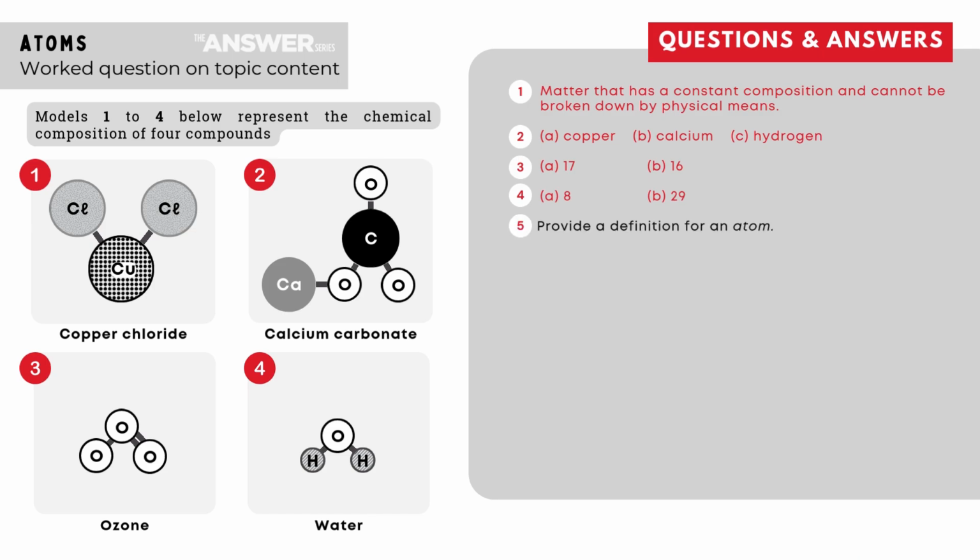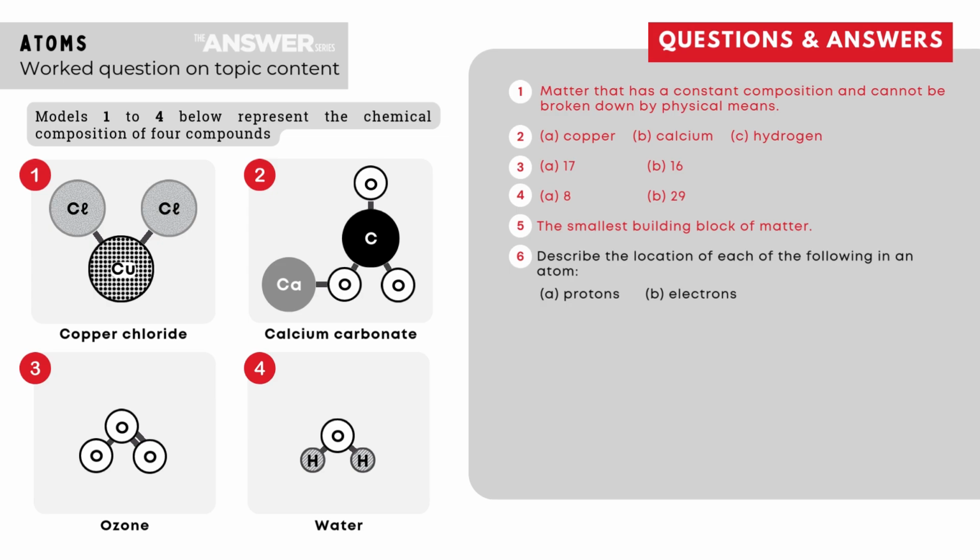Question 5 is another definition for an atom. And again, you would just remember this from what you've studied, that an atom is the smallest building block of matter. Question 6 asks you to describe the location of A, protons, and B, electrons in an atom.